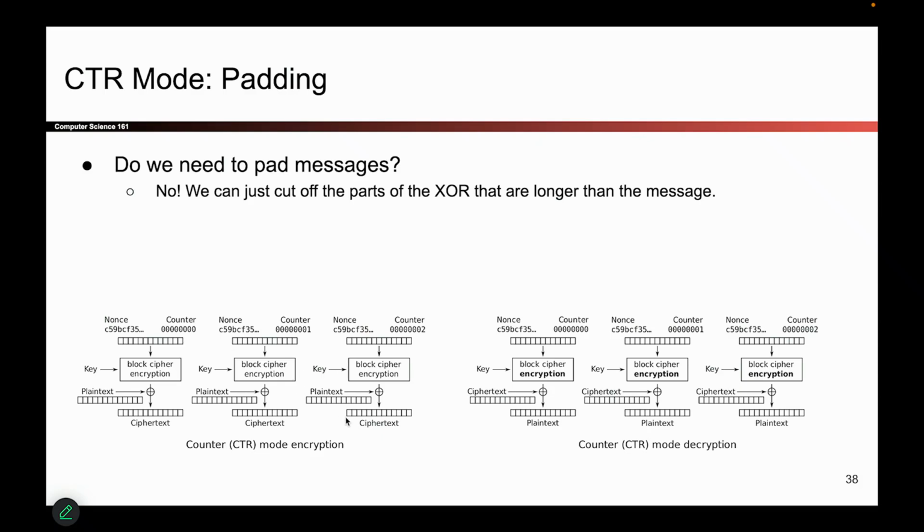And I think the main reason why it's not needed is because the plaintext never passes through the block cipher. It's when we pass things through the block cipher that we have that requirement of 128 bits, and that's not true here.